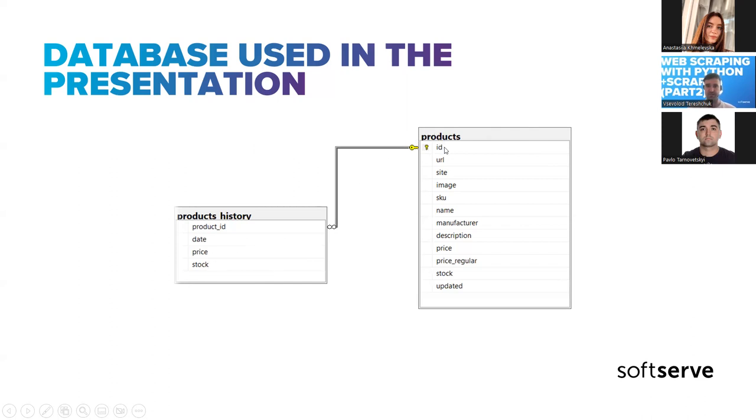For each product, we have this structure. We have key attributes and a unique product ID generated by our database. And for each run, we will also write the product's history using product ID, run date, price, and stock level for further analysis. So you can check historical data, the average price from a month, from a year, and so on. Such integrations are also pretty powerful. I will show you in the practical part.